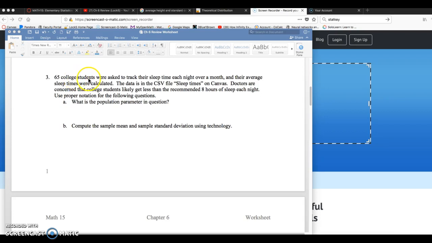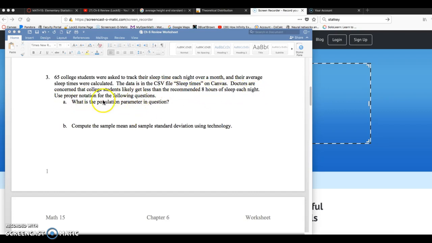Suppose 65 college students were asked to track their sleep time each night over a month, and then give an average for their sleep times. That data is in a CSV file, an Excel file titled Sleep Times, on Canvas. That should be in the Chapter 6 module. Doctors are concerned that college students likely get less than the recommended 8 hours of sleep each night.